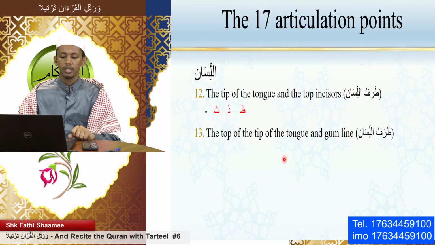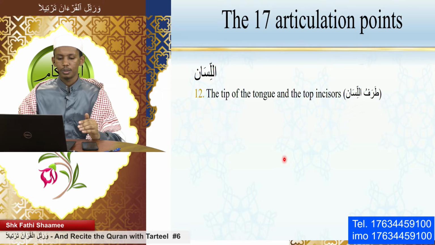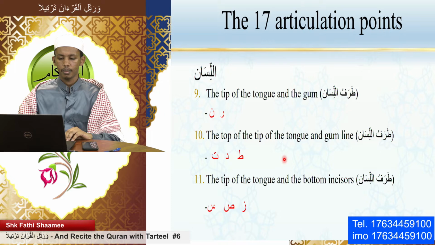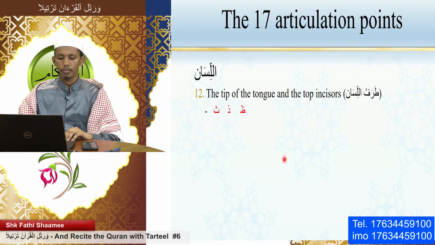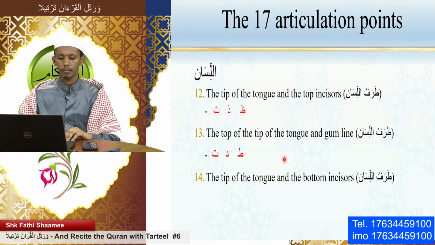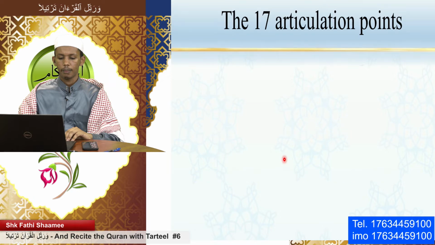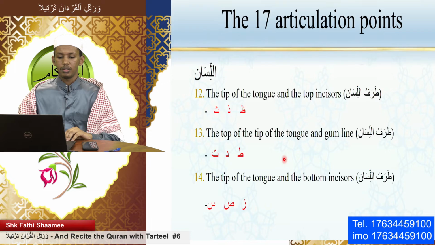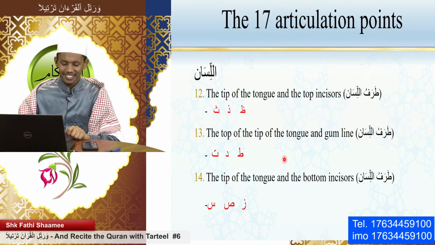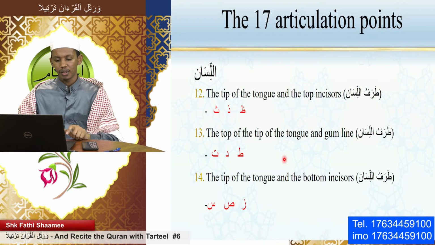And then number 13 is the top of the tip of the tongue and the gum line. Actually, I think we repeated ourselves here. Let me go back, 1 second. So we repeated the number of articulation points of al-lisan.